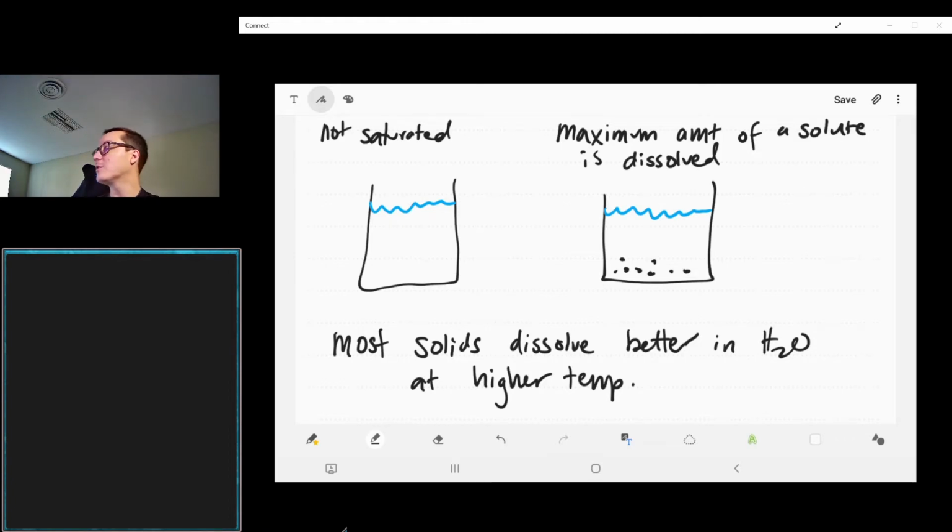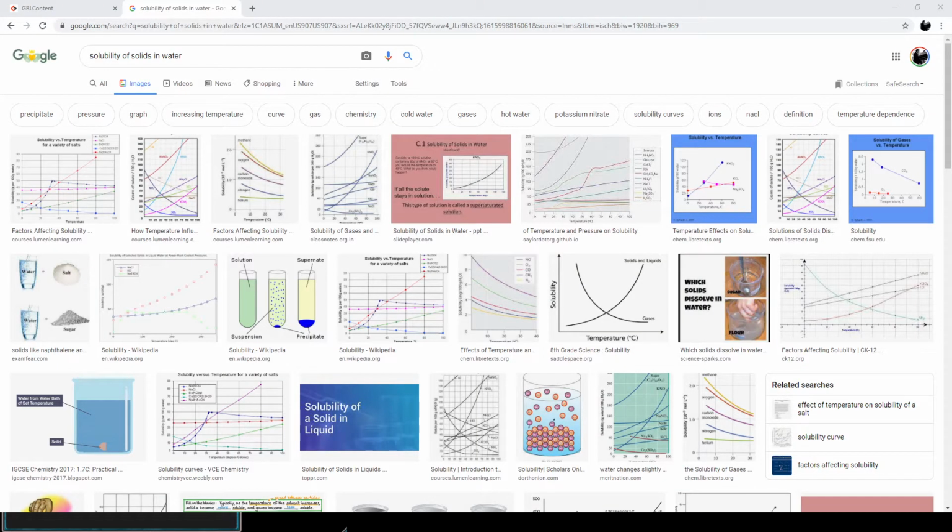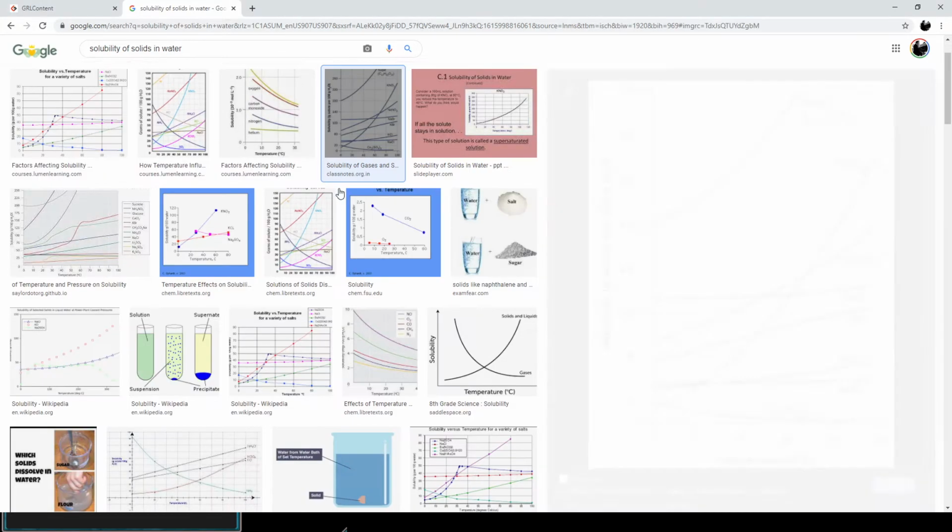And I'll show you a little graph here, let me open that. This is a very common graph in pretty much every chemistry textbook, just so you can have a look at what's happening here. So with this, let's look at a couple of things here.